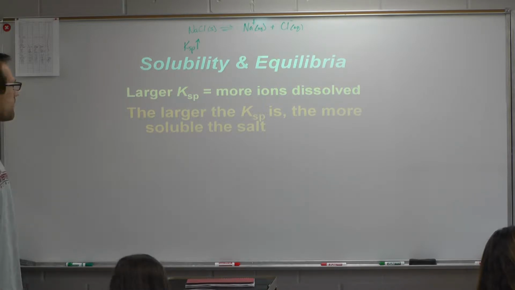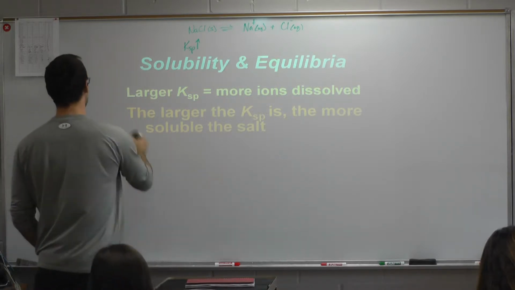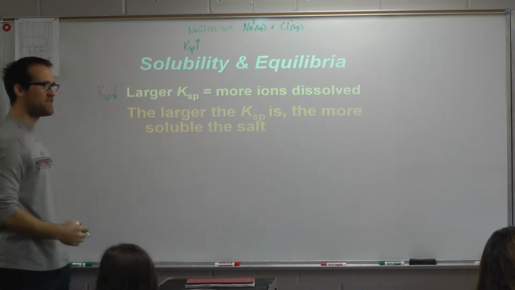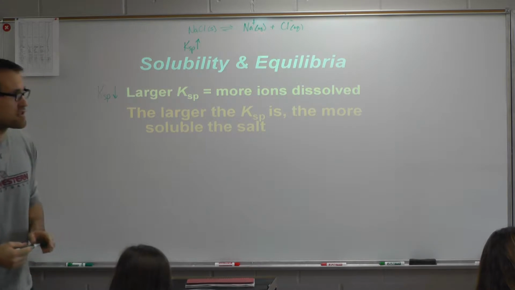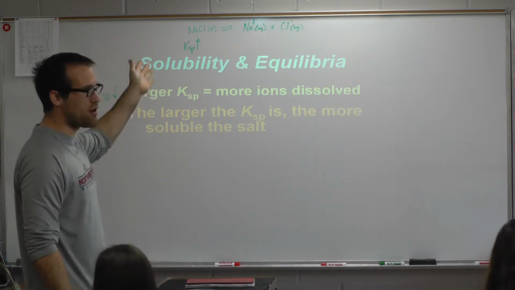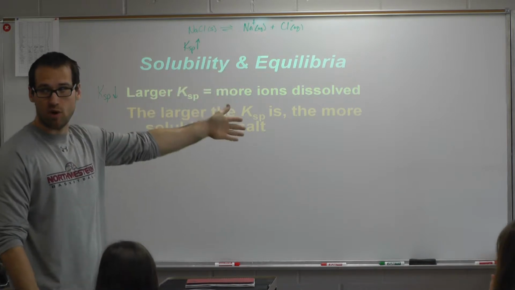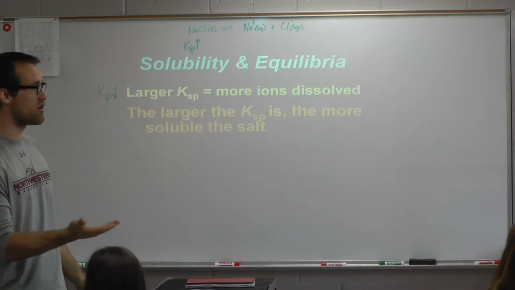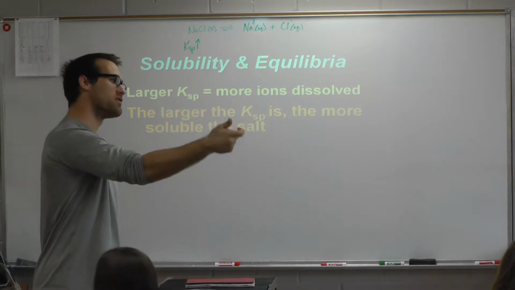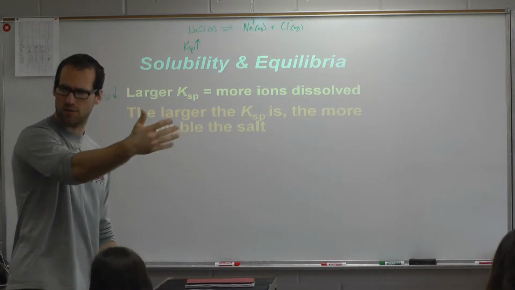If you have a KSP that's really low, we probably will say it's relatively insoluble or not very soluble, because you have mostly solid and not very many ions. And if you have mostly solid, it's just going to sit at the bottom of your beaker, and you won't have any ions dissolved in solution. Does that make sense? So just a quick review from yesterday.